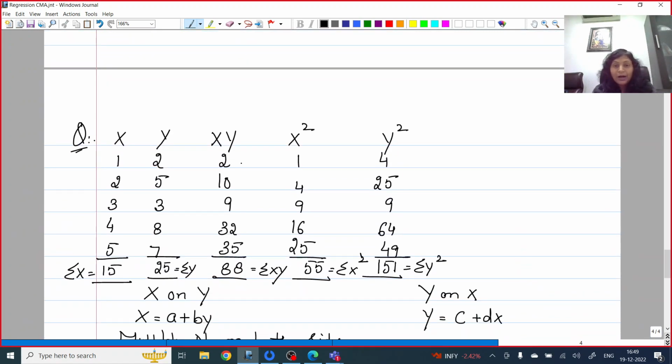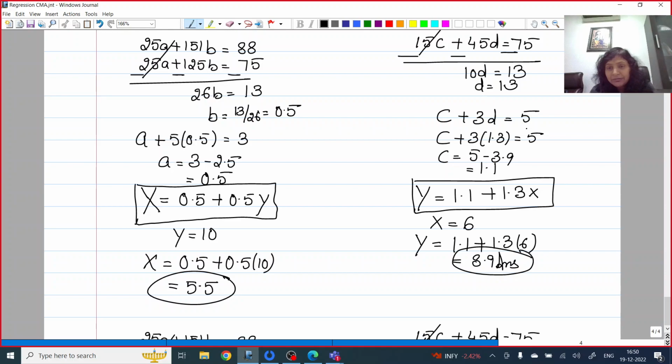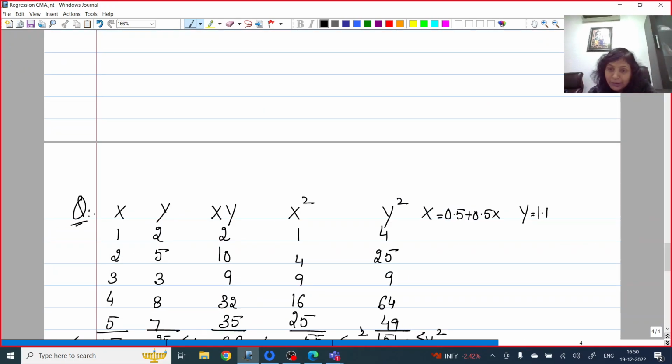One thing more I'll tell you. Now our equation is x equals a plus by, that is 0.5 plus 0.5y, and y is equal to 1.1 plus 1.3x. Now if I put the value of y in this equation, like y is 2, so x is 0.5 plus 0.5 into 2, this becomes 1.5. Now if I say what is the value of x when y is 5, so 0.5 plus 0.5 into 5, this is called 3. Now 0.5 plus 0.5 into 3, this becomes 2.